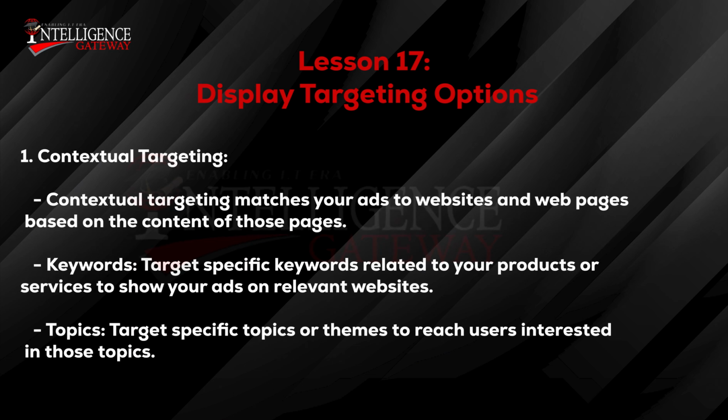1. Contextual targeting. Contextual targeting matches your ads to websites and web pages based on the content of those pages. Keywords: target specific keywords related to your products or services to show your ads on relevant websites. Topics: target specific topics or themes to reach users interested in those topics.